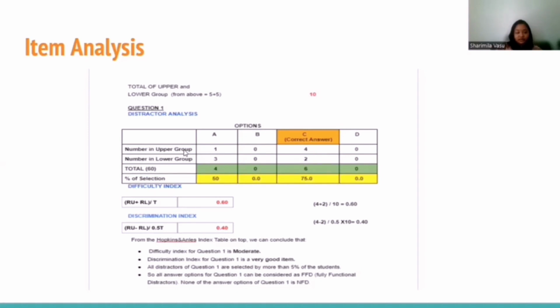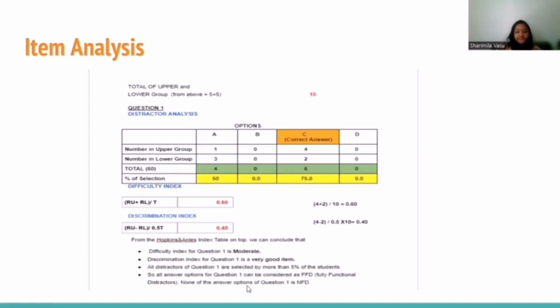who answered correctly minus the lower group who answered correctly. So the method is like this. So 4 minus 2 divided by 5, 0.5 times 10. So it equals 0.40.